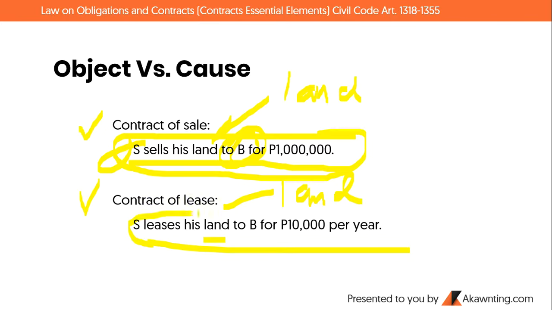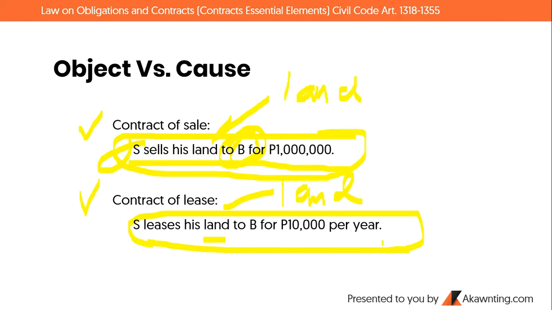Okay ba? Okay, so next, punta tayo sa second type of contract na nilagay natin dito. So this time, ang tanong ko ulit, what is the cause? So again, it depends. Okay? So for S, the cause for S as a lessor for entering in the contract of lease is, ano? The yearly rent na 10,000. Okay, that's his cause.